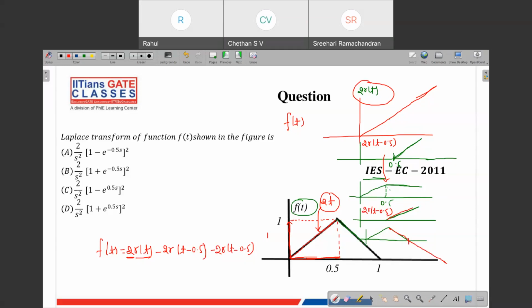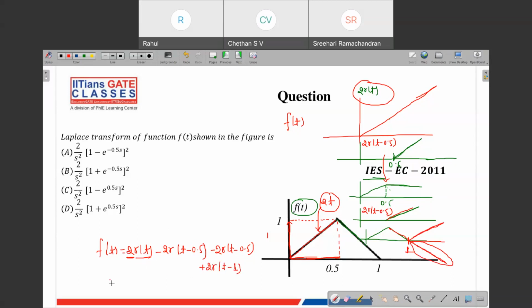We need to make it stop at t equal to 1 here. So what we need to do, we need to cancel this portion, and we know that the slope of this is minus 2. So we will again add something with slope of plus 2 here. Okay, and that should start at t equal to 1. So again 2r(t minus 1). Okay, so this is the complete expression for this triangular waveform.